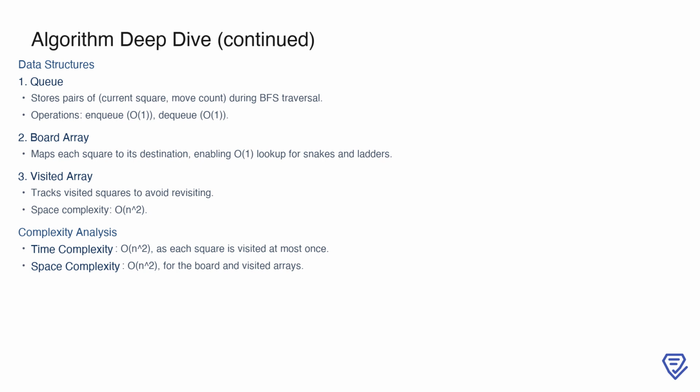Finally, the visited array keeps track of which squares have already been explored. With a size of n squared, this array ensures we don't revisit squares, keeping the algorithm efficient. In terms of complexity, the time complexity is O of n squared because each square is visited at most once during the BFS traversal. Space complexity is also O of n squared, which accounts for the board and visited arrays.